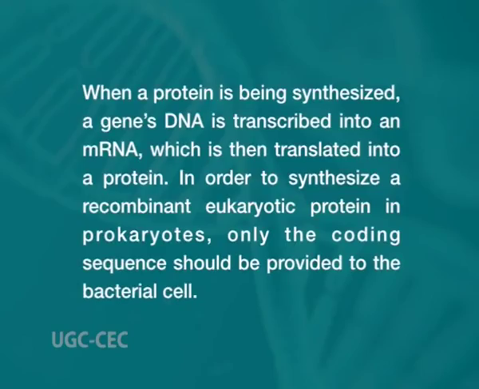When a protein is being synthesized, a gene's DNA is transcribed into an mRNA, which is then translated into a protein. In order to synthesize a recombinant eukaryotic protein in prokaryotes, only the coding sequence should be provided to the bacterial cell. Therefore, the mRNA is reverse transcribed to make a copy of the gene, which is intron-free. This is referred to as a complementary copy of the mRNA.